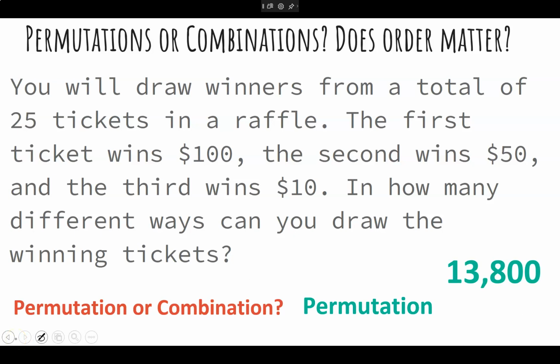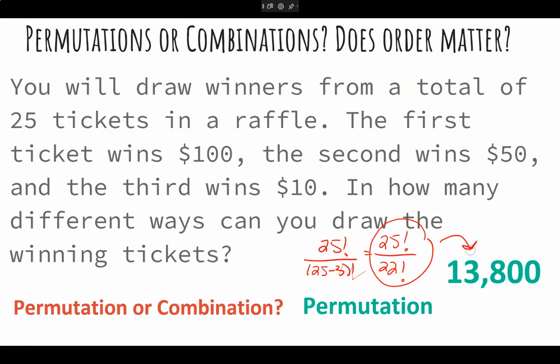So the way we set this one up is 25 over 3. No, it's not. 25 minus 3. Sorry, friends, I got excited. It should be 25 factorial over 22 factorial, and you should get 13,800.